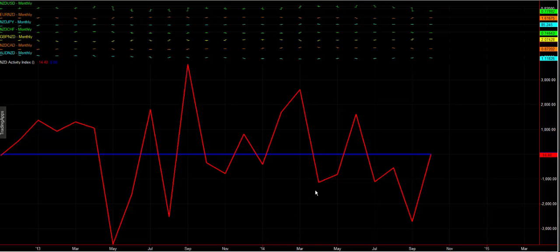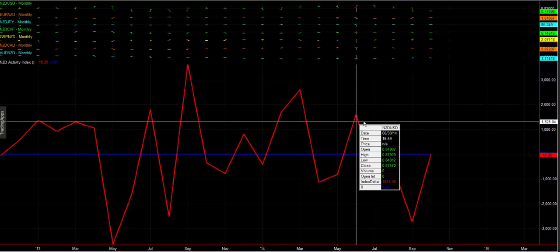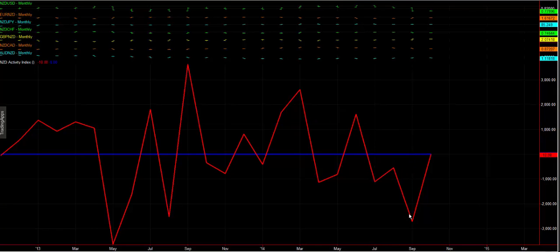Moving over to New Zealand, we can see very sizable gains and losses at different periods in 2014. This is a monthly chart. We can see we moved into negative territory during the month of July. We remained negative in August, September. So this is a very significant downturn in the New Zealand dollar that is consistent with the depreciation we have seen from Reserve Bank of New Zealand.